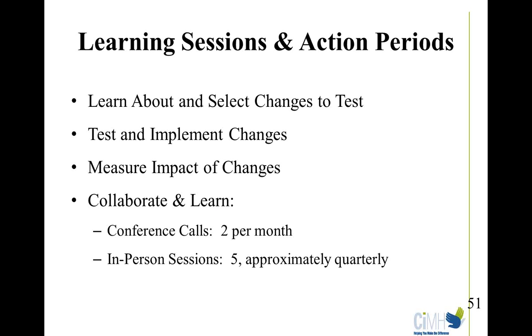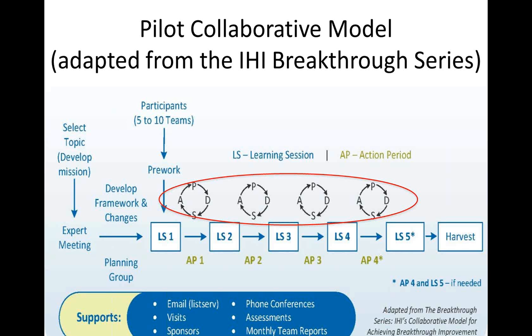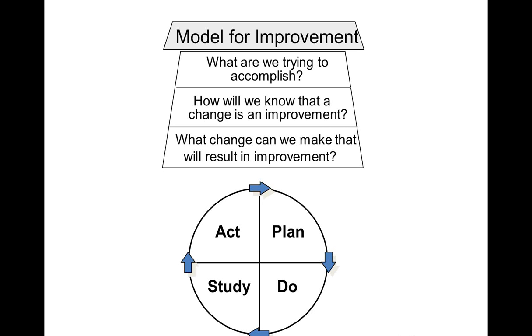So we'll have a summary here of what's happening during this phase. I also want to point out, this is where the model for improvement becomes a powerful tool. So within the learning session and action period phase, we reference here the PDSA cycles. So encircled here in red is the model for improvement, PDSA cycle, and the technique that teams use to make their changes. So they're actually using the model for improvement during those action periods to have success with the changes that they're making.